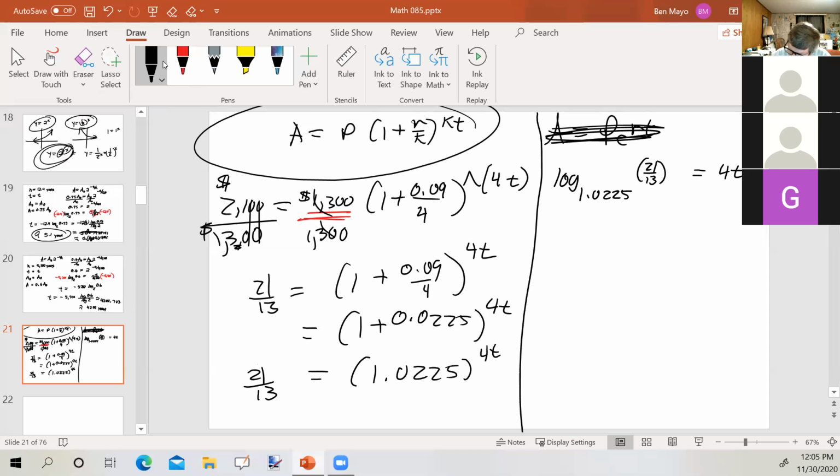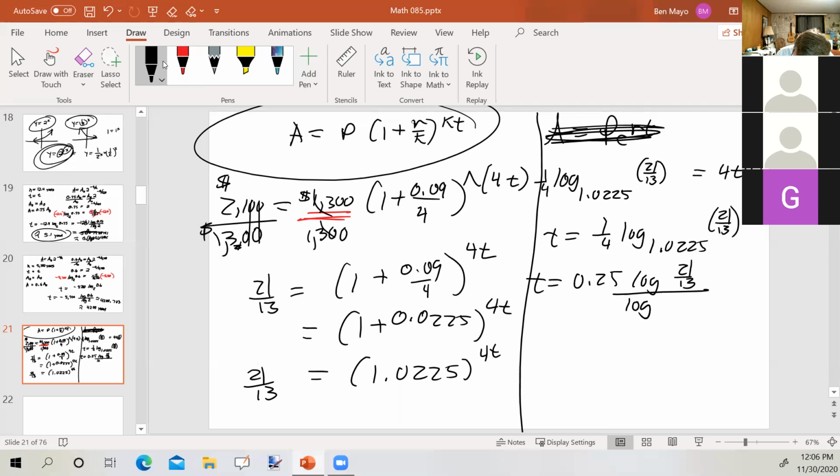Yes. All right. So now I've got to either divide both sides by 4 or multiply by 1/4. I'm going to multiply by 1/4. So now I've got t equals 1/4 log base 1.0225 of 21/13. Okay, 1/4 is 0.25. And then I'm going to use the change of base. Let's see, put these in parentheses. So now I'm ready to punch that whole mess into my calculator.